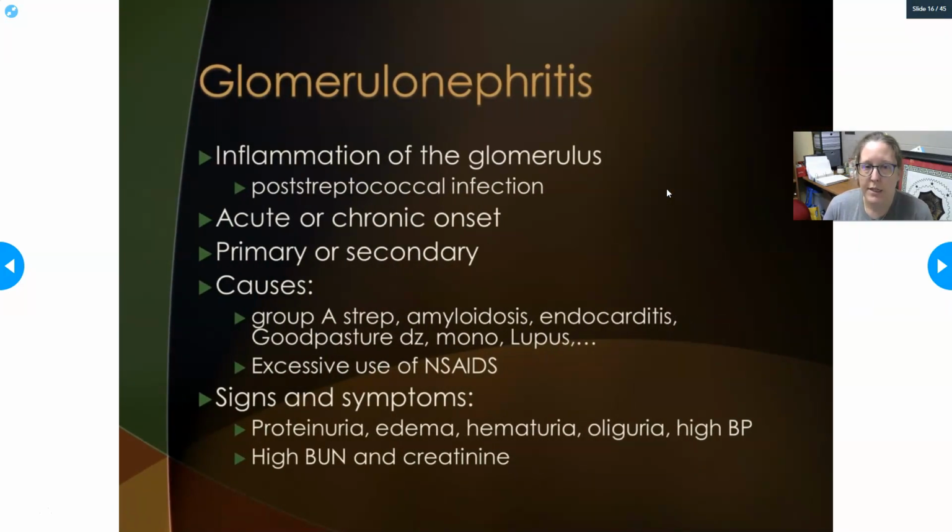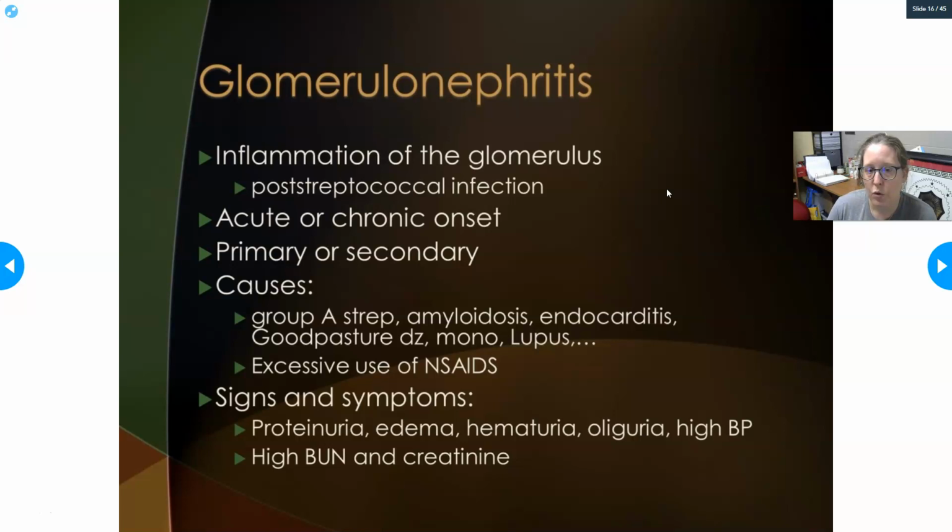The next one is going to be glomerulonephritis. It's an inflammation of the glomerulus. It is due to post-streptococcal infection, so it is basically a side effect of a streptococcal infection. Not everybody gets this, just some people can.